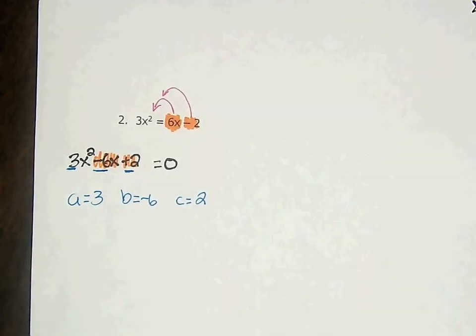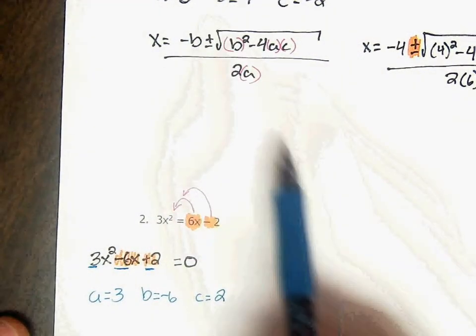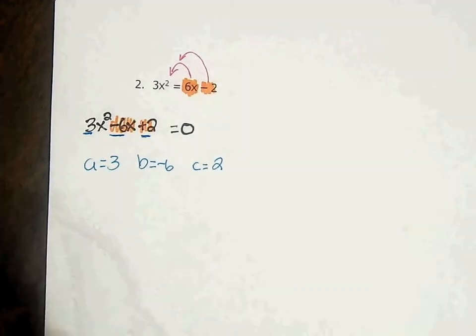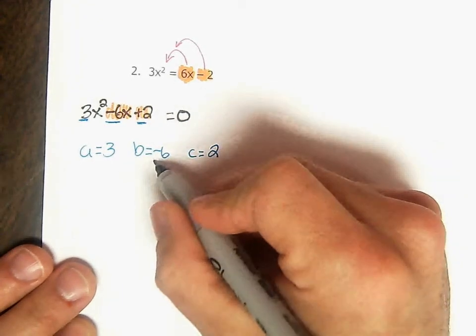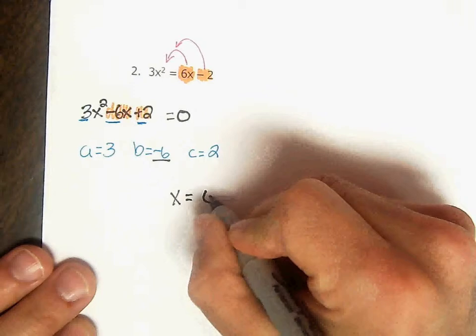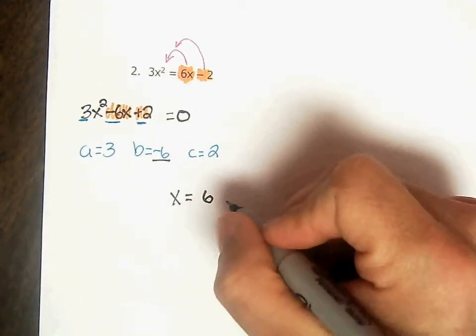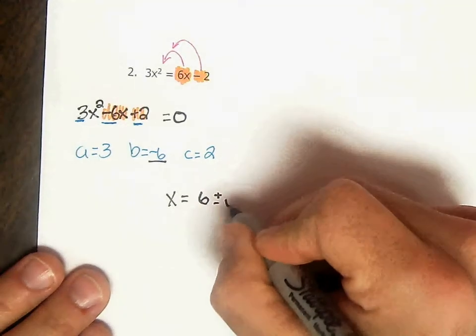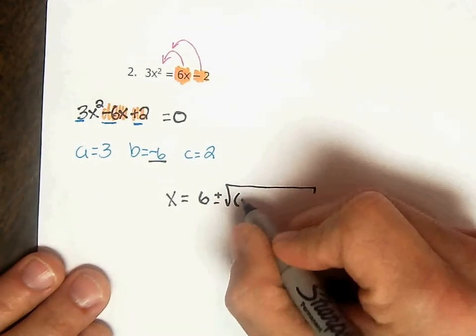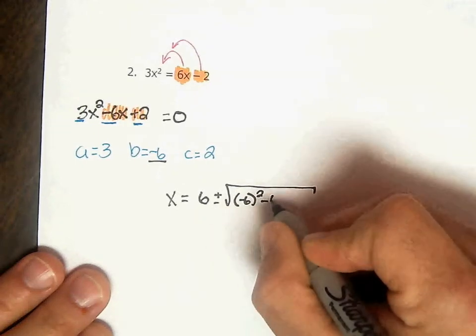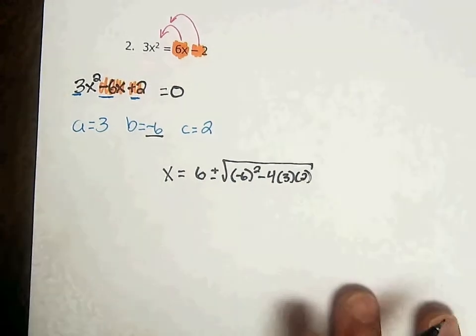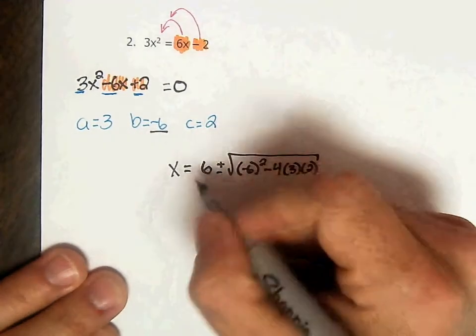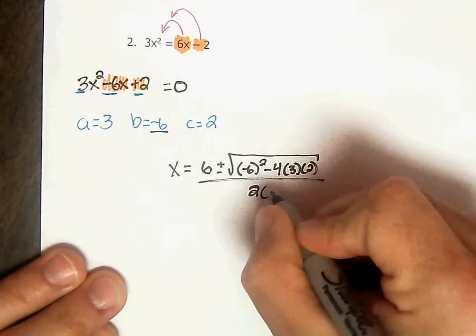Okay? Now I'm going to plug these into my quadratic equation. I really don't feel like writing the quadratic equation down every time. I'm just simply going to plug them in. And so what I'm going to end up having is x equals the opposite of b. Well, b is negative 6, so the opposite of b will be positive 6. Okay, see what I'm talking about? Plus or minus the square root of b squared, so negative 6 squared, minus 4 times a times c. Please use these parentheses, they're important. All over 2 times a.